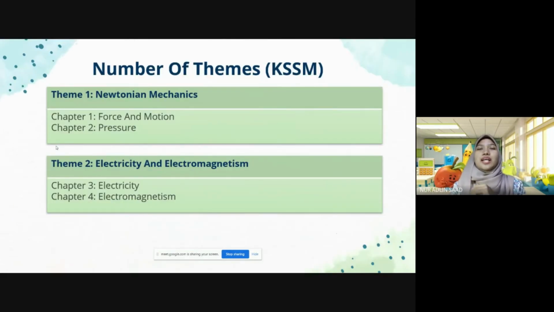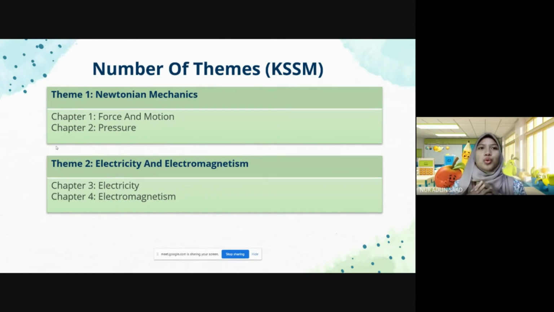So in KSSM, we are looking at the number of themes. As I explained before, theme is above chapter, the main heading of that topic. So theme 1 in KSSM Form 5 physics is Newtonian mechanics, which has two chapters: force and motion for chapter 1, and chapter 2 is pressure.